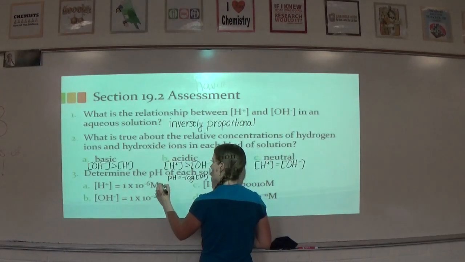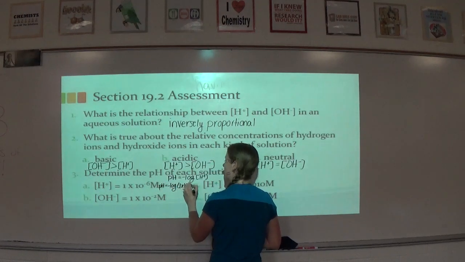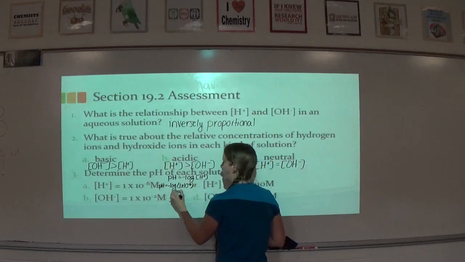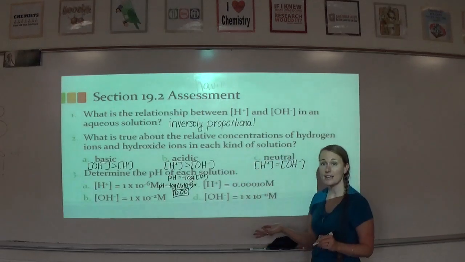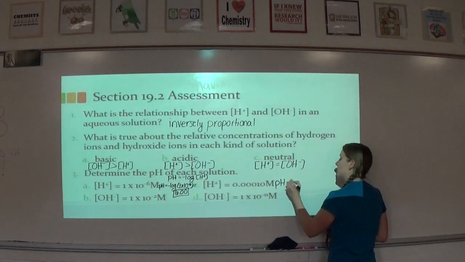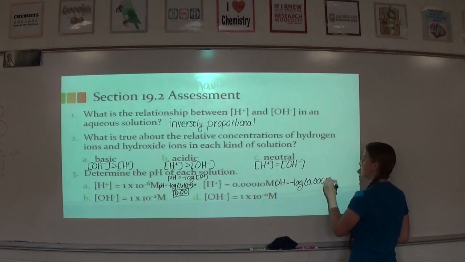So pH equals negative log of 1 times 10 to the negative 6. Ooh, I'm running out of room. I hope y'all can read that. What that will give me is 6. So my pH for part A is 6. I have a little more room over here. So here we have pH equals negative log of 0.0001.